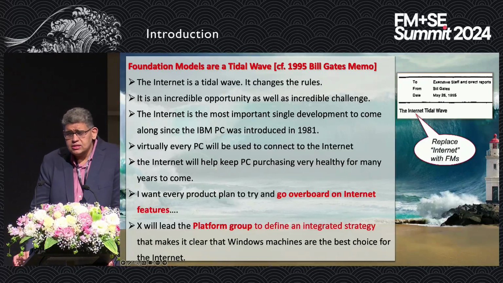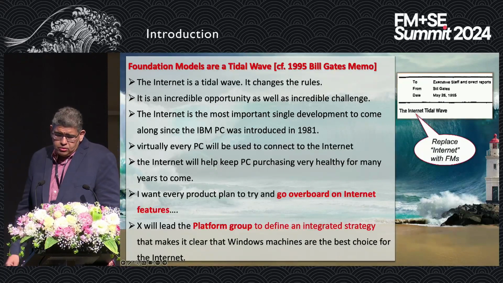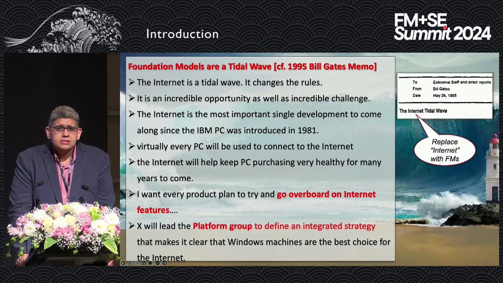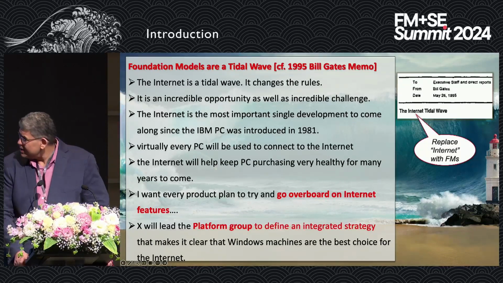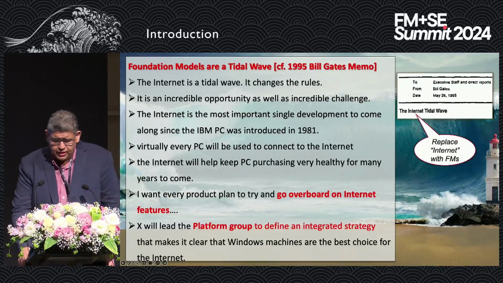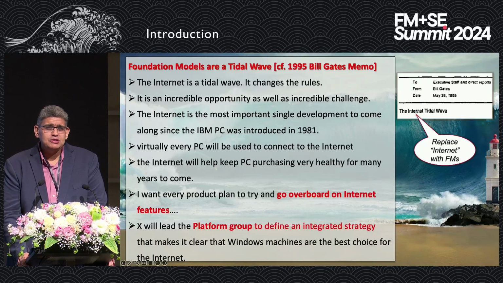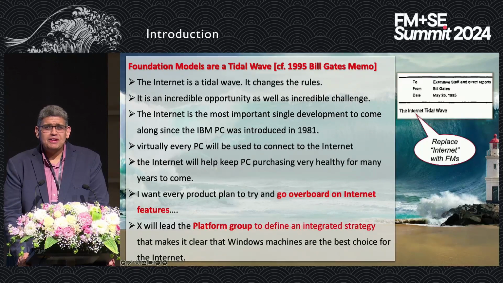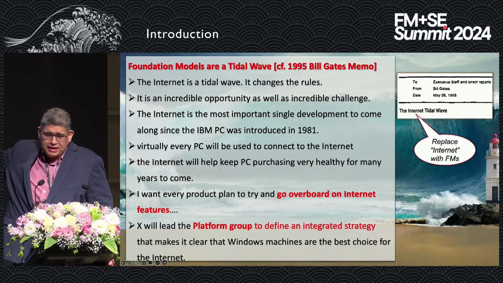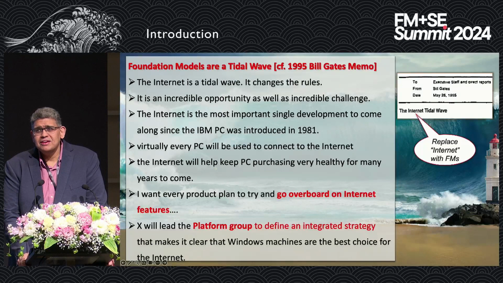I like to use this quote. So this is a document that Bill Gates sent to his team, around, how many years ago? 1995, so, yeah, 30 years ago. At that time, Bill Gates discovered the internet, and he sent to everybody in his org saying the internet is going to change everything. Well, it's the same thing here. If you really want, you can just replace internet here with foundational models, and that's exactly the way we feel about it.